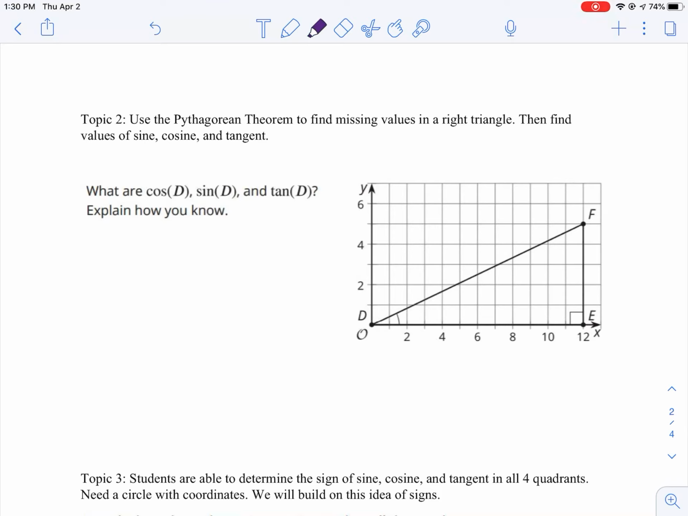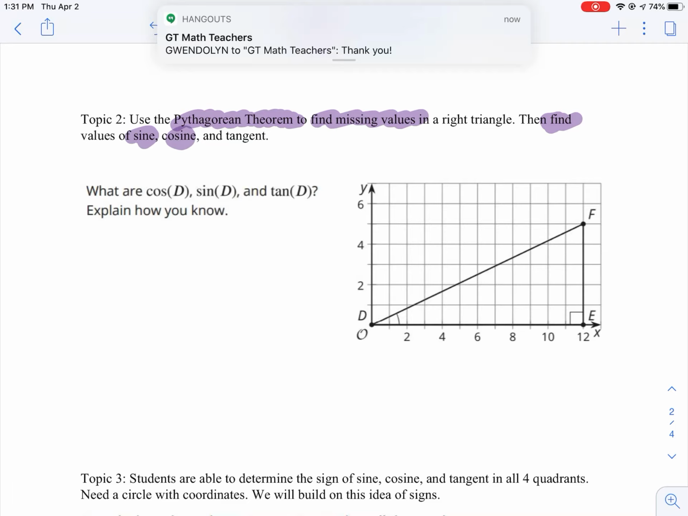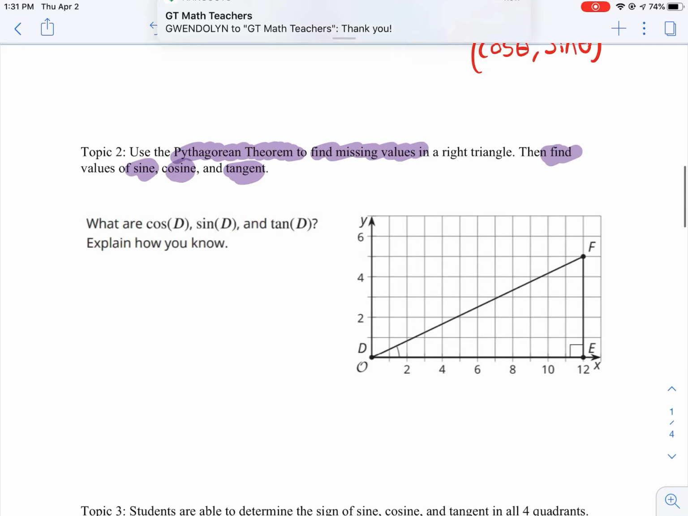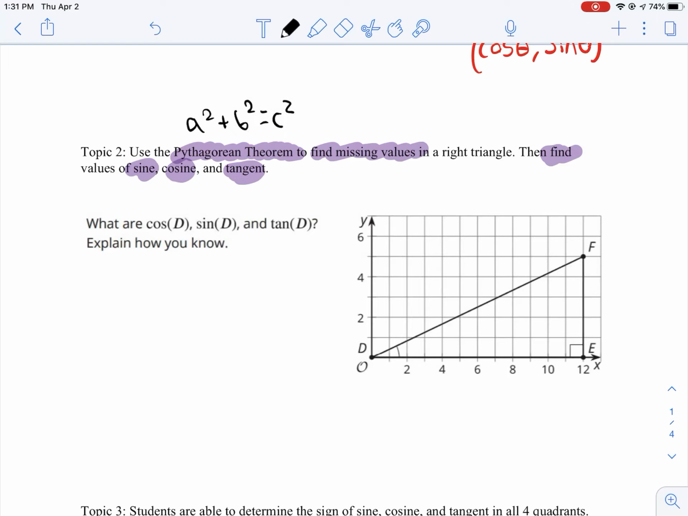First thing I'm going to do is go ahead and talk about the topic, then we're going to do a problem together. This first topic is using the Pythagorean theorem to find missing values in a right triangle, and then find values of sine, cosine, and tangent, which is something we've already done. Just for each and every one of you to recall, the Pythagorean theorem is a squared plus b squared equals c squared, and it only works in right triangles.